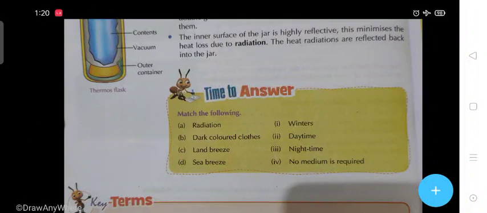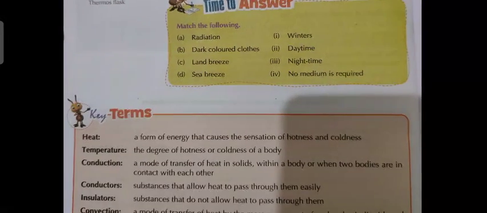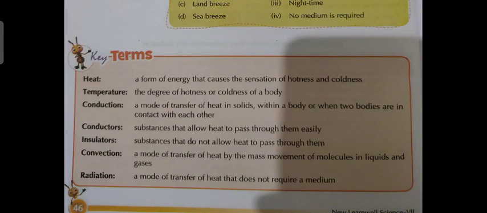Here are some questions like match the following. Students, after reading and studying this chapter, we are able to answer. Radiation means no medium is required. Dark color clothes are worn in winter. Land breeze occurs at night time, and sea breeze in the daytime. So that was the answer. Students, after completion of this chapter, there are some terms.